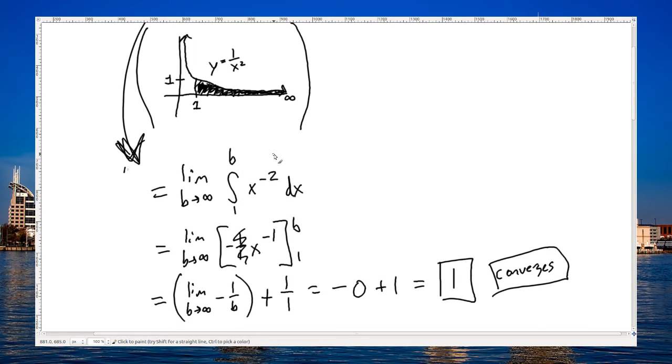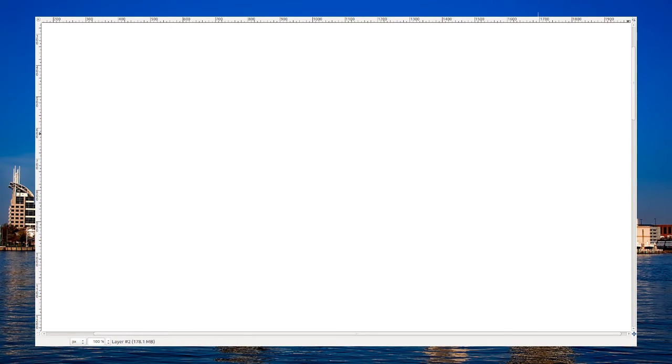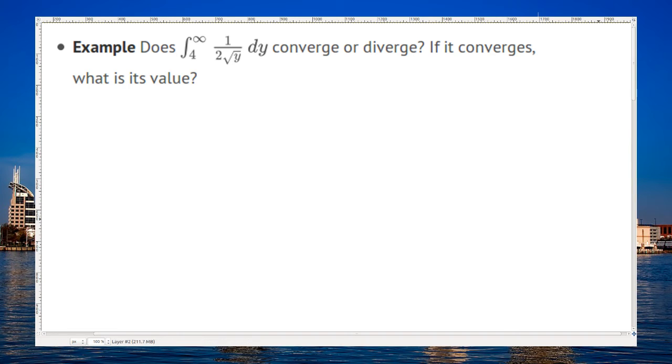All right, let's take a look at another. Similar sort of question. Does it converge or diverge? If it converges, we should be able to compute the value. And the picture is actually very similar as well. Again, I'm doing this freehand for you.